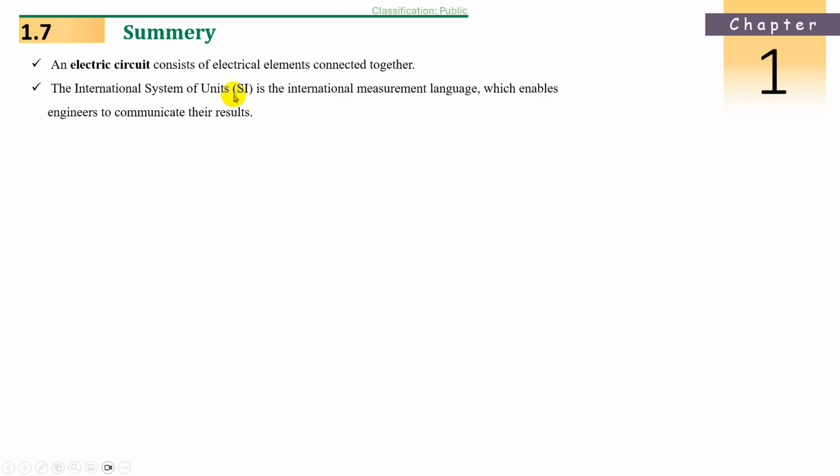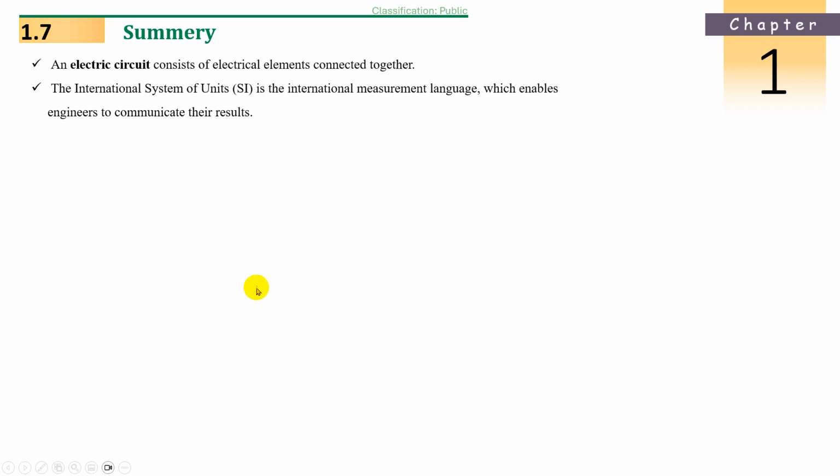And the international system units: SI is called the International System of Units. It is the international measurement language which enables engineers to communicate their results. SI units we follow for measuring quantities like voltage, current, resistance.